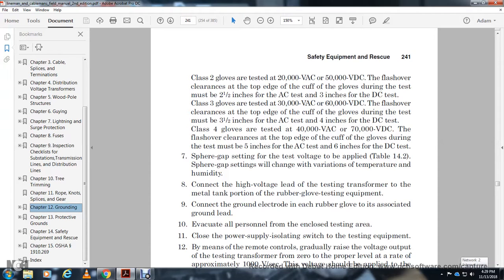Class 4 gloves are tested at 40,000 volts AC and 70,000 volts DC, with the flashover clearance from the top edge of the cuff of the glove during the test being 5 inches for the AC test and 6 inches for the DC test.